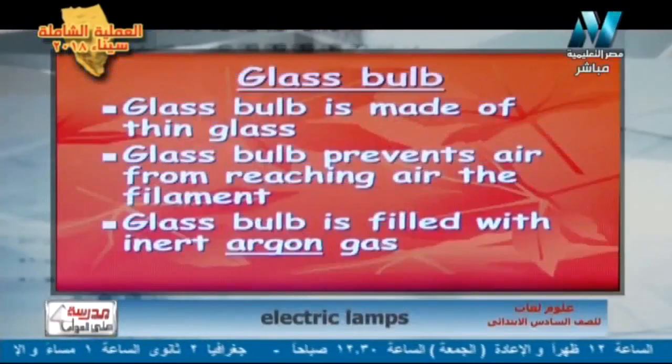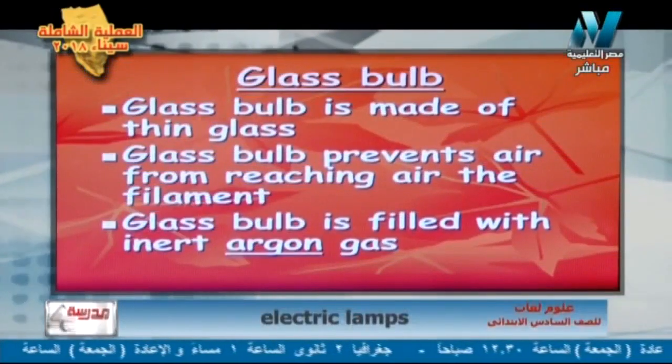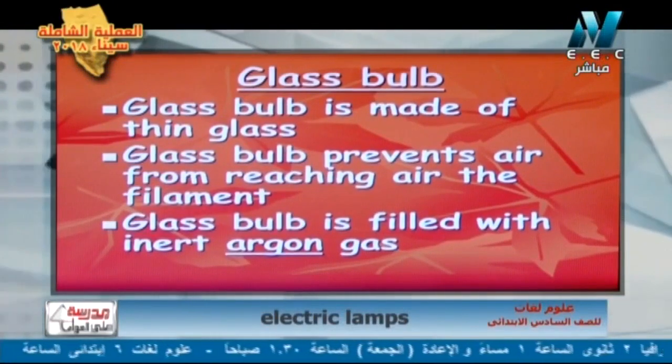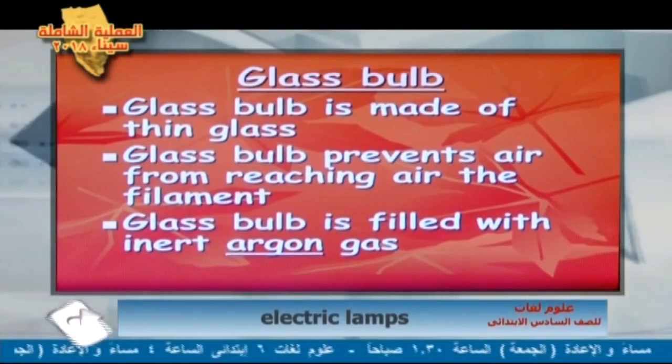So what happens if I put another gas, such as oxygen, or any gas inside the lamp? The lamp will not light and will not give out light because the tungsten filament will burn. So again, the function of the argon gas is to prevent the burning process. The argon gas has a very important function: it prevents burning.